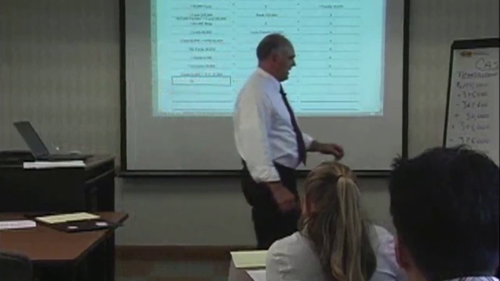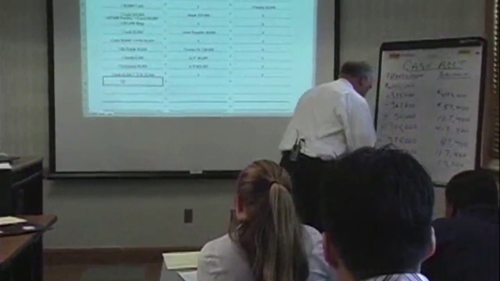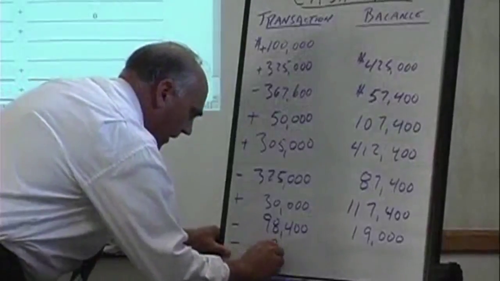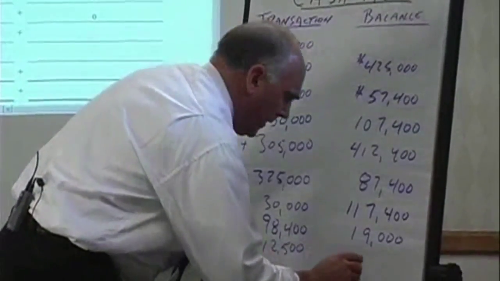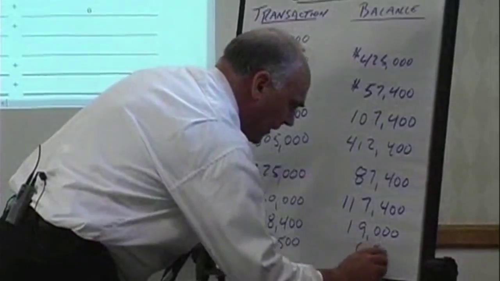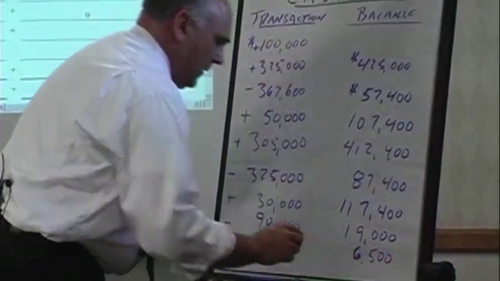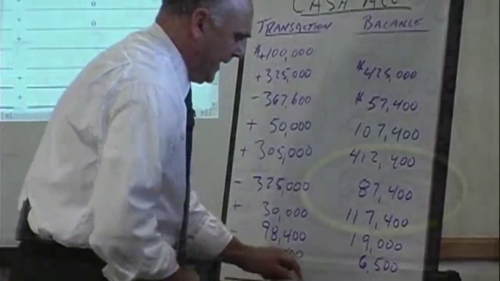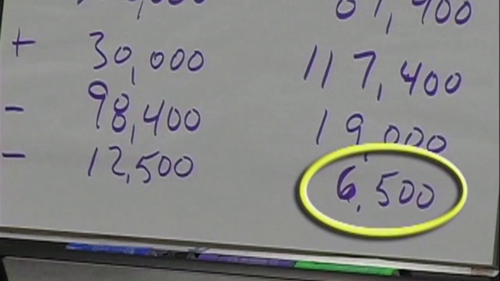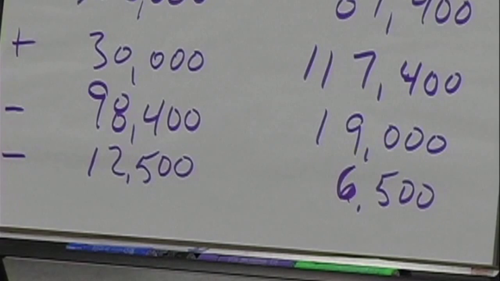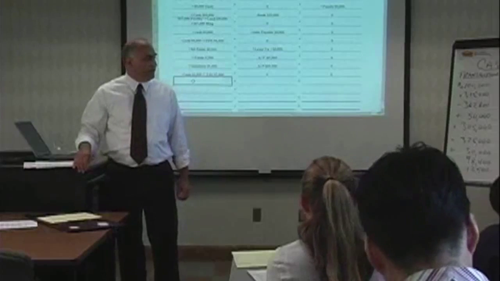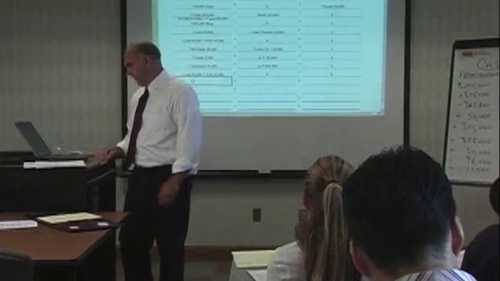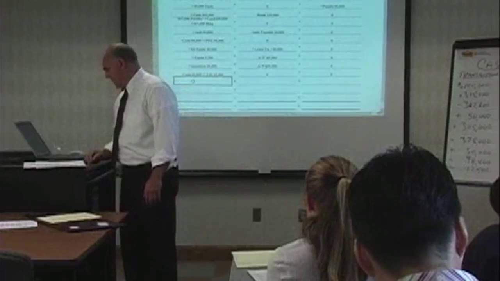Let's update the cash account, deduct the $12,500 from the cash account, and we have $6,500 in our available cash balance when we open the restaurant doors. The other $12,500 is also cash, but it is presently tied up in a time deposit and is not part of the restaurant's operating account or the cash on hand, the $6,500.